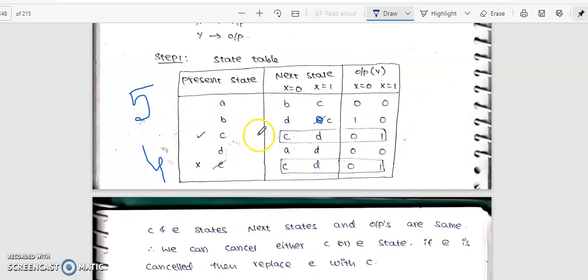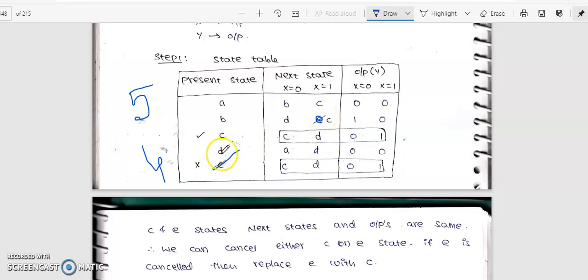If you observe state C and state E, the next states as well as the outputs for state C and state E are common. If you check the entire row, the next states and outputs of state C and state E are common. That means we have a redundant state. So one state can be eliminated by replacing it with C. In this example we are going to eliminate state E, so wherever you find E, you replace it with C.